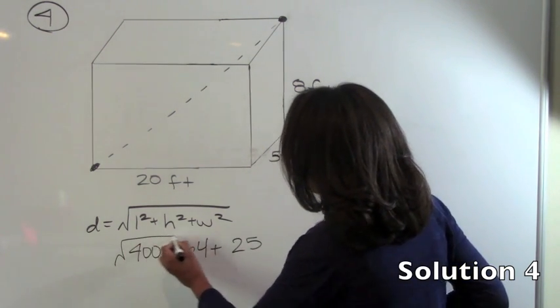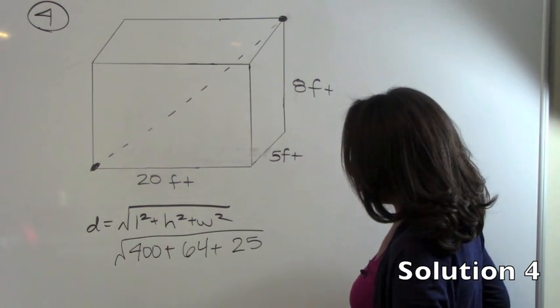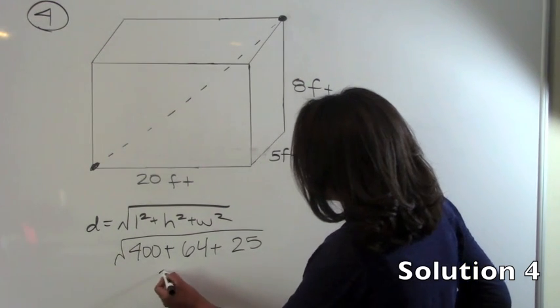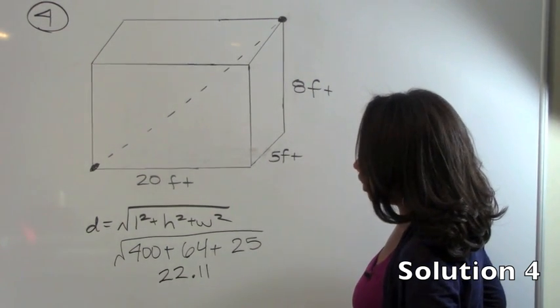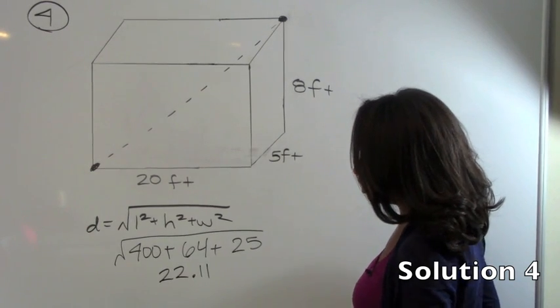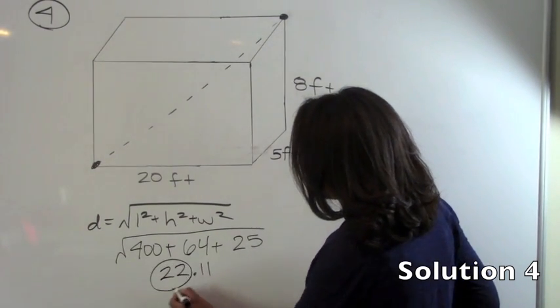So this is the square root of 489. And if you put that into your calculator, you're going to get approximately 22 and 11/100ths. And we're asked to round to the nearest integer, so the answer is simply 22.